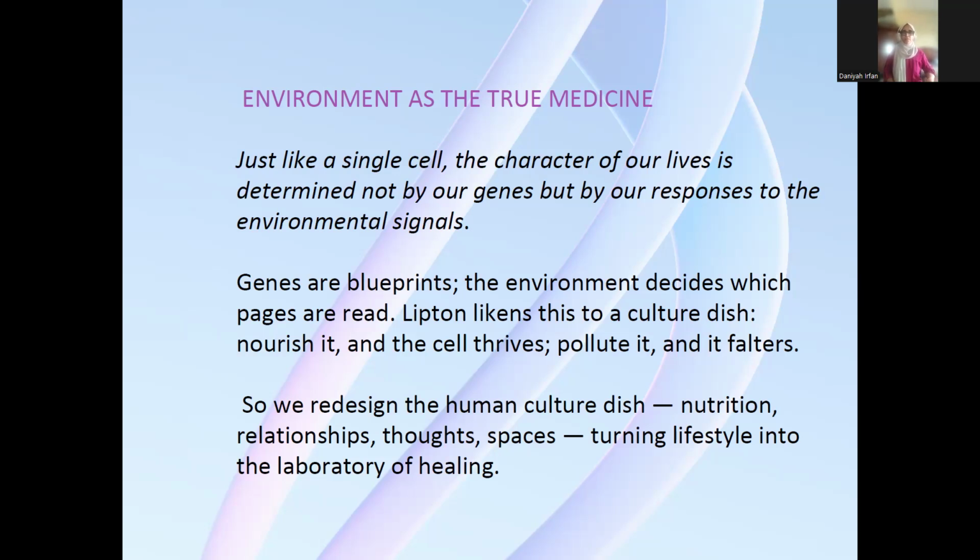The author likens this to a culture dish. You have all heard this in previous presentations: nourish it and the cell thrives, pollute it and it falters, right? So we redesign the human culture dish. How do we redesign it? Through nutrition, good relationships, thoughts, spaces, and turning lifestyle into the laboratory of healing.